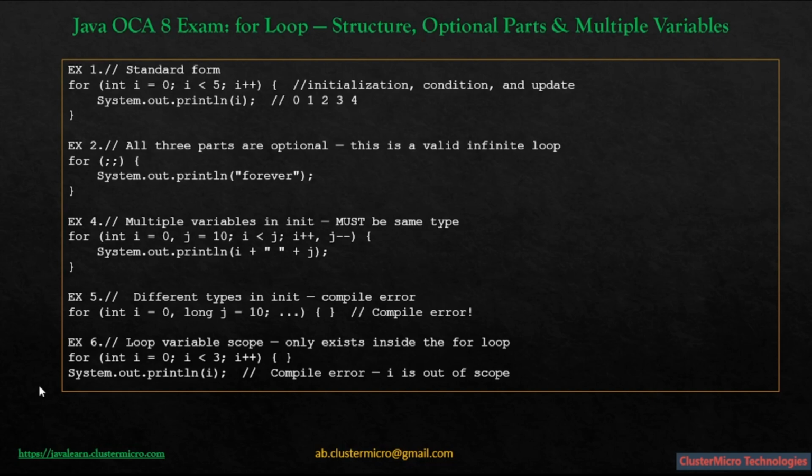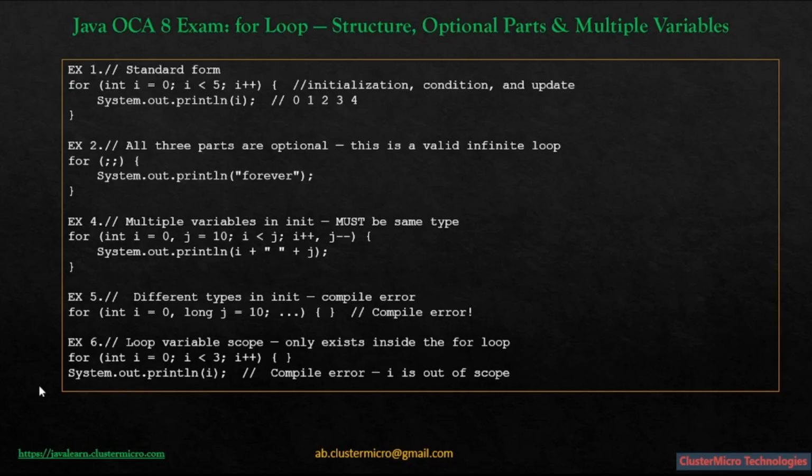The update section can also contain multiple expressions separated by commas, for example i++, j-- increments i and decrements j during each iteration. There is also an important scope rule to remember. If a variable is declared in the for loop header, it is accessible only within the for loop. Once the loop finishes, the variable goes out of scope. Trying to access that variable after the loop ends will result in a compile time error. So we have to remember all that.